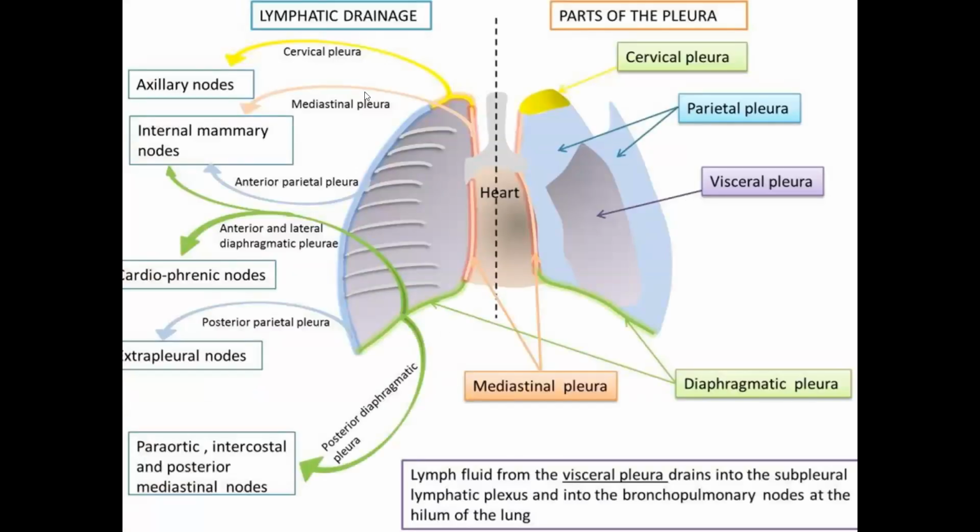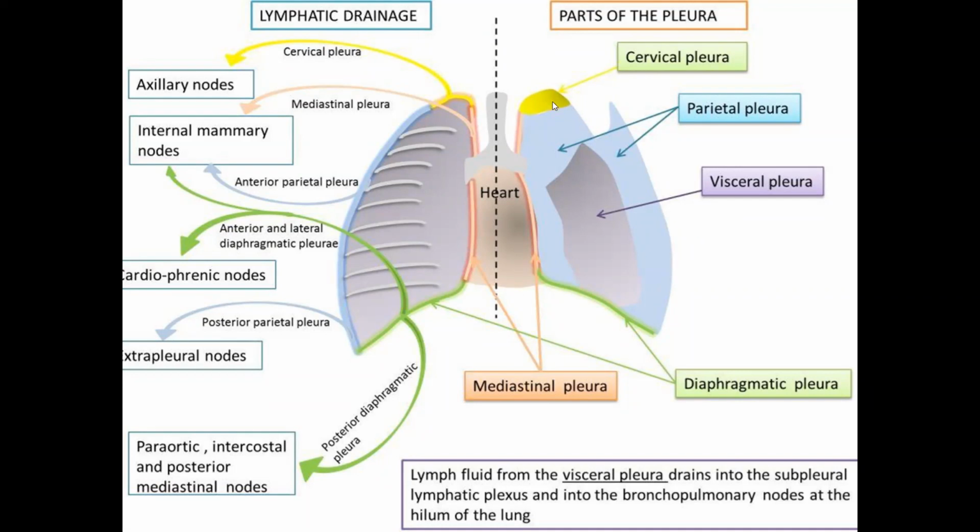The last bit is a diagram which shows the pleura. This is for the lymphatic drainage of the pleura. Now we know that the pleura has two layers. The light blue area showing the parietal pleura, and if the parietal pleura was stripped open, inside we have the visceral pleura.